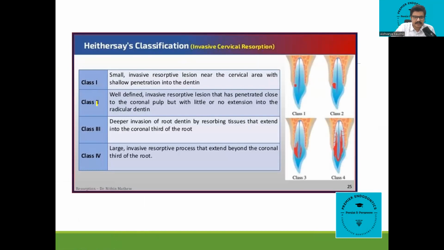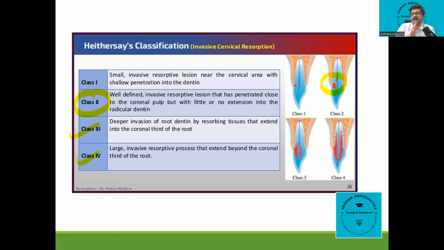So we just highlight it here, class 2, straight taken from the definition: a well-defined invasive resorptive lesion that has penetrated close to the coronal pulp chamber, but with little or no extension into the radicular dentine. All right. Now, what happened in 2018 PGI was they also asked, as part of a totally separate question, class 3 also, and they asked class 4. So it had to be memorized, concepts could not help you with this.